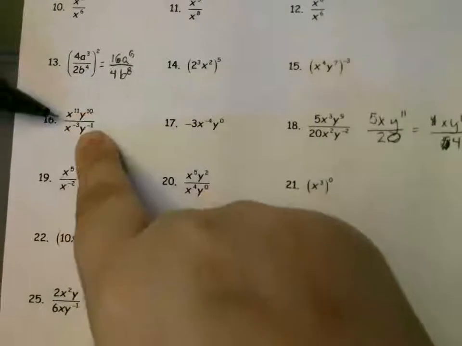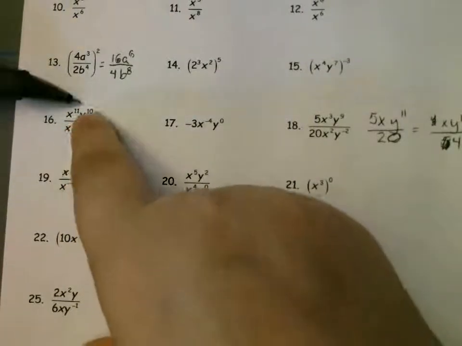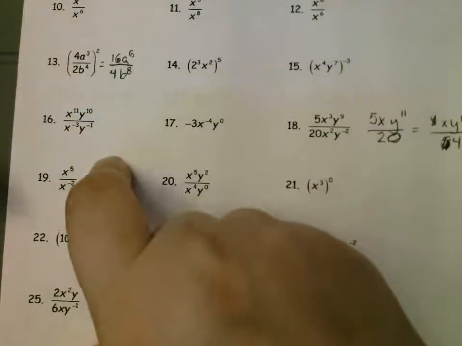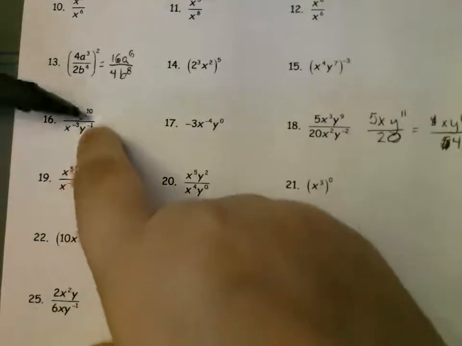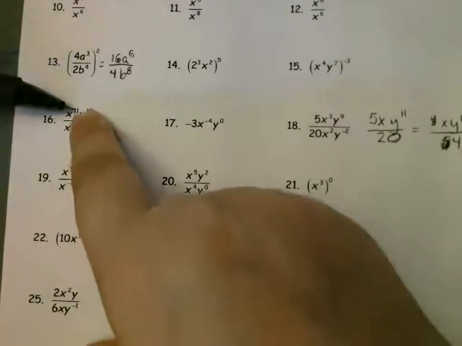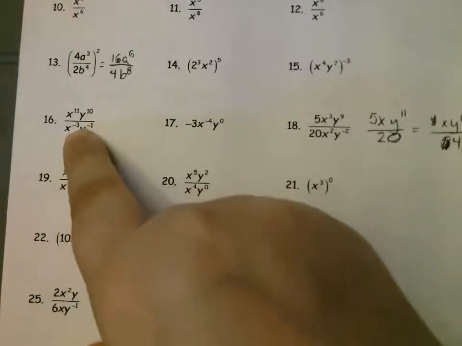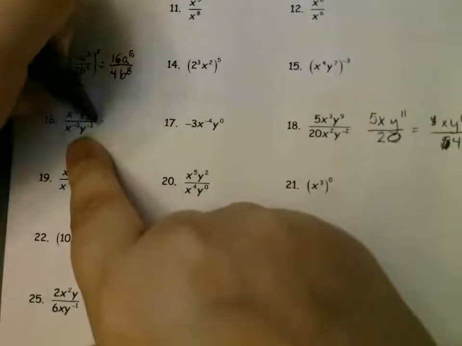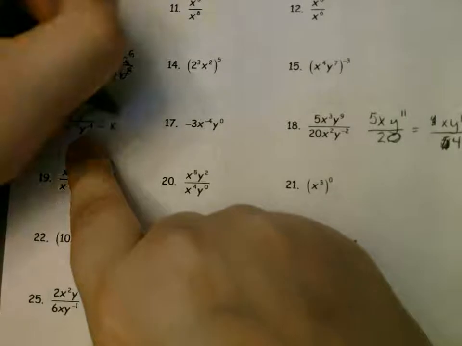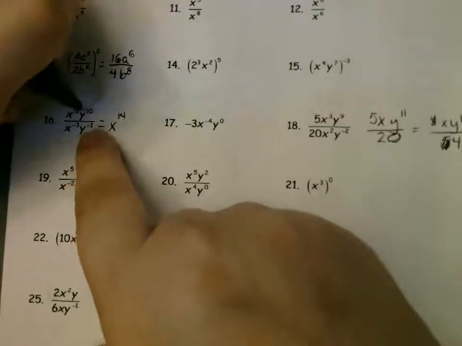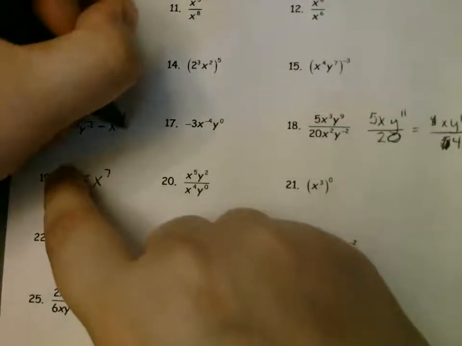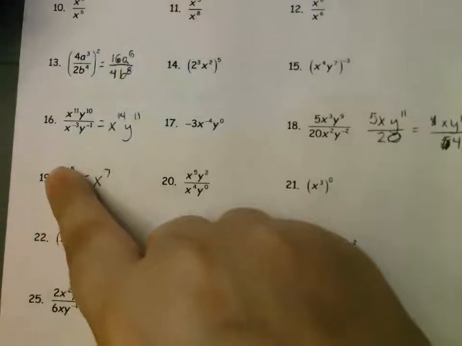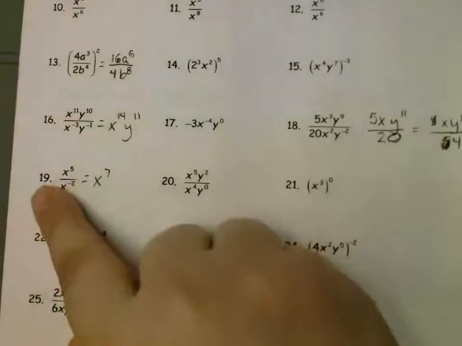base. So if I look at 16, x to the power of 11, y to the power of 10, x to the power of negative 3, y to the power of negative 1. 11 minus negative 3 is 11 plus 3. So I get x to the power of 14. 10 minus negative 1 would be y to the power of 11. And that's it.